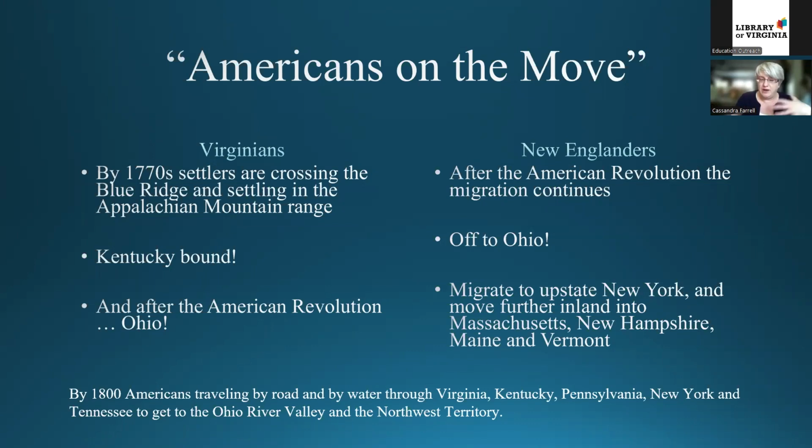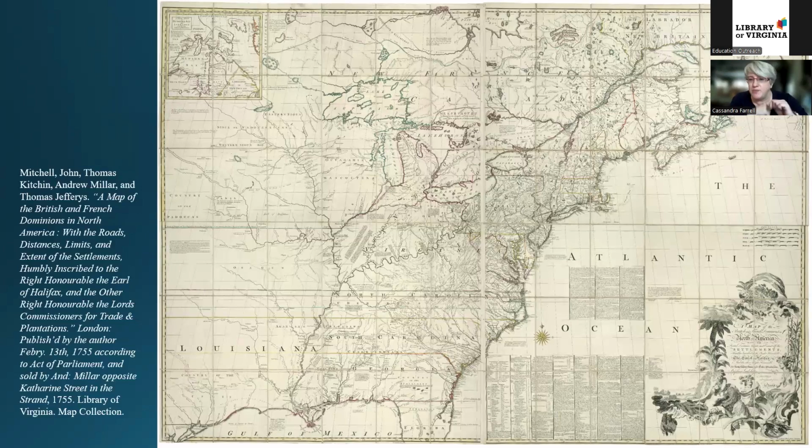And we're going to take a look at why that occurred. And hopefully by looking at these maps, you can see and understand why they moved to the areas that they moved to and the routes that they took. So this wonderful map of the British colonies was published in 1755. It was completed by John Mitchell, who had access to all kinds of government records in London to look at, to compile this map of the colonies.